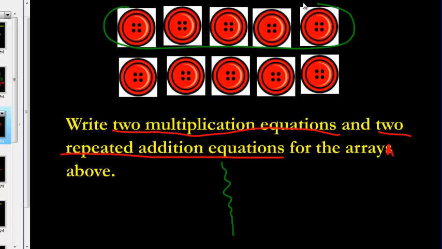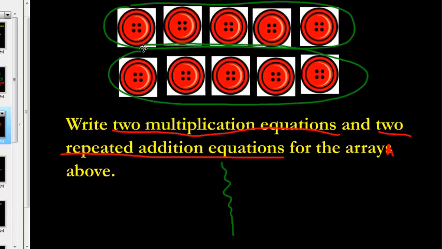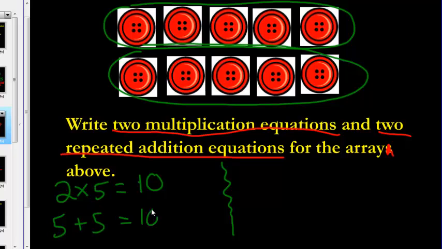So we have a row over here. And we have another row here. How many rows do we have? We have 2 groups. 2 rows or 2 groups. We have 5 in each one, so that's 2 times 5. And that makes, count them all, we have 5 and 5, that's 10. 10's the answer. What about the repeated addition for this? It would be 5 plus 5 more. 2 5's. And the answer is still 10.